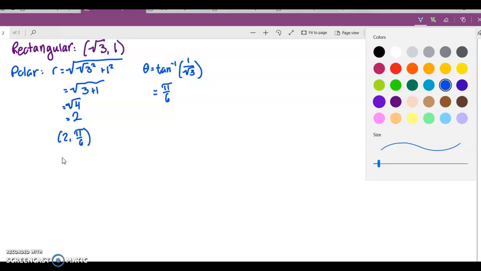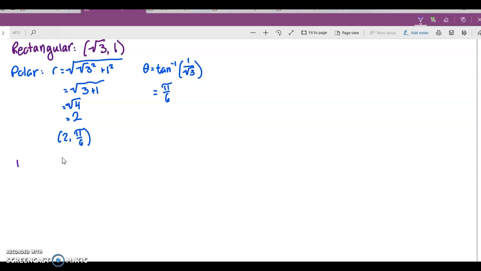Now we want to go to trig form. So trig form, we take our r value, so 2 times cosine of pi over 6 plus i sine of pi over 6.